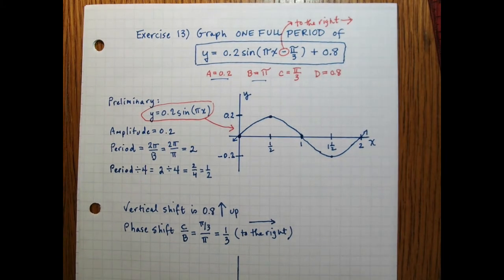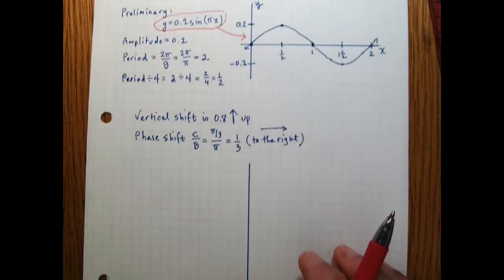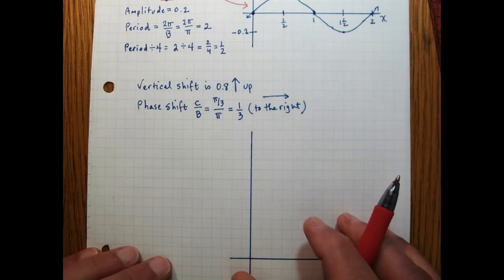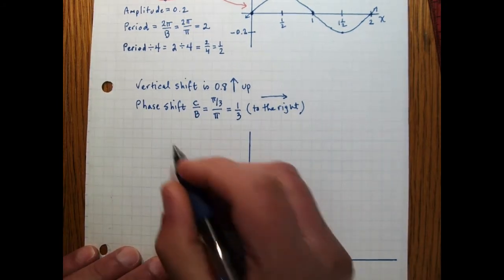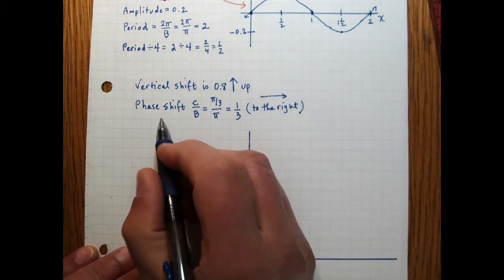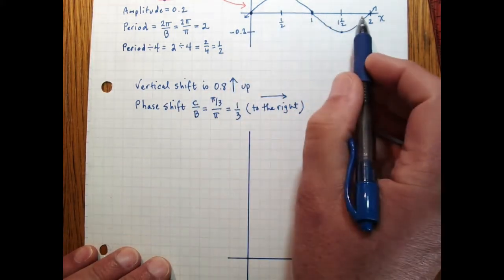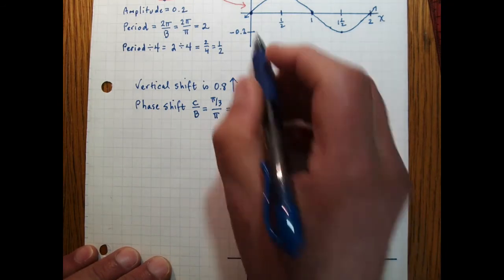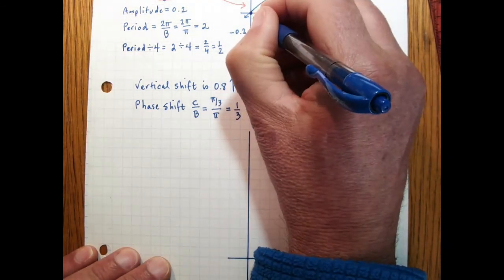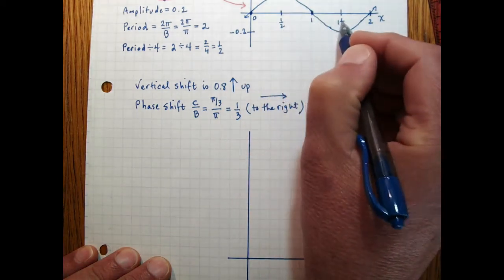And now I'm going to have to figure out some important values to plot. So to do that, I'm going to work from my preliminary graph to get new x values to use. And so I'm actually going to take 0, 1/2, 1, 1.5, and 2.